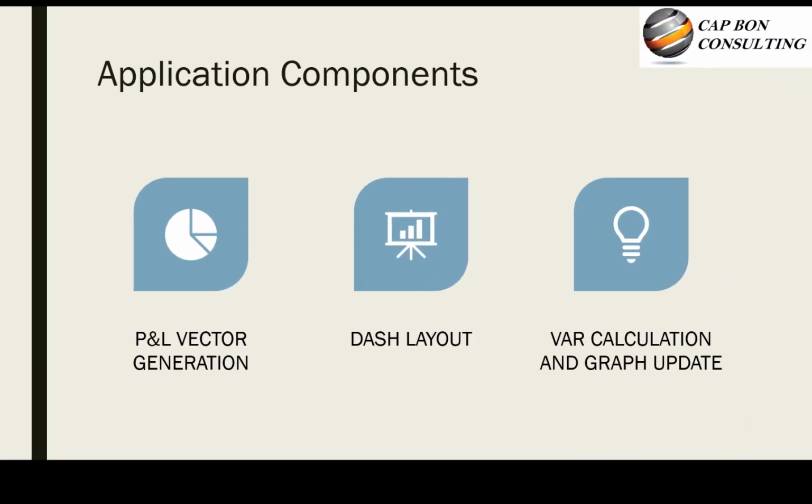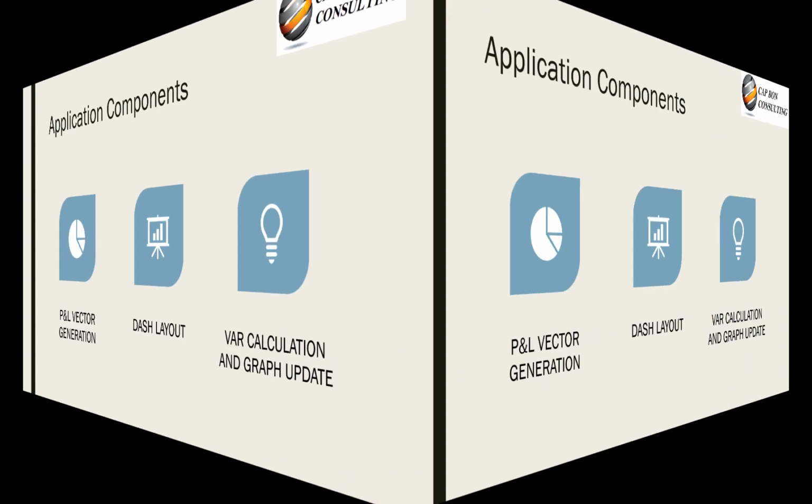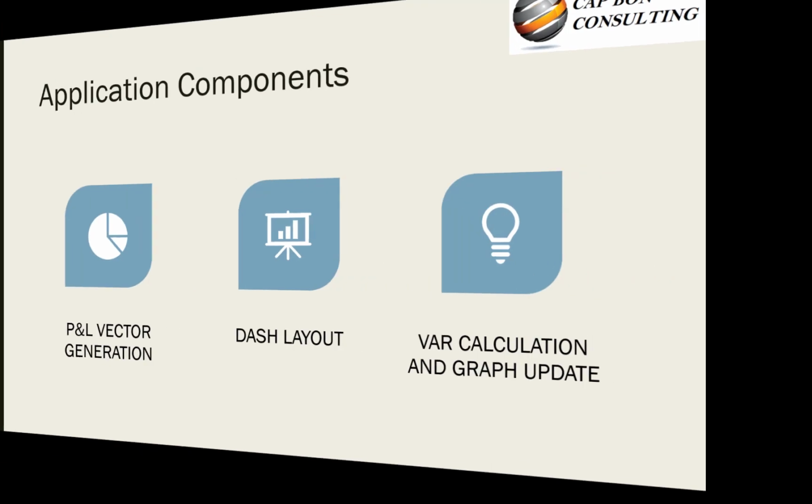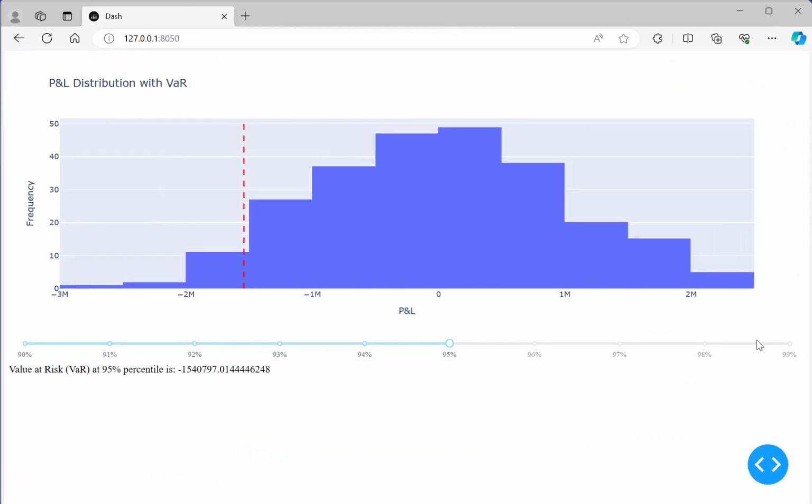Our application will include the following components. Profit and loss vector generation. We'll start by generating a year's worth of profit and loss data. For this example, we'll simulate this data. Dash layout. Next, we'll set up the Dash app layout, including a graph to display the profit and loss distribution and a slider for selecting the VaR percentile. VaR calculation and graph update. We'll then calculate the VaR based on the selected percentile and update the graph accordingly.